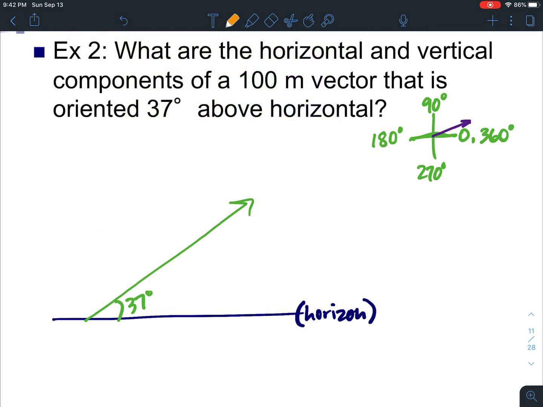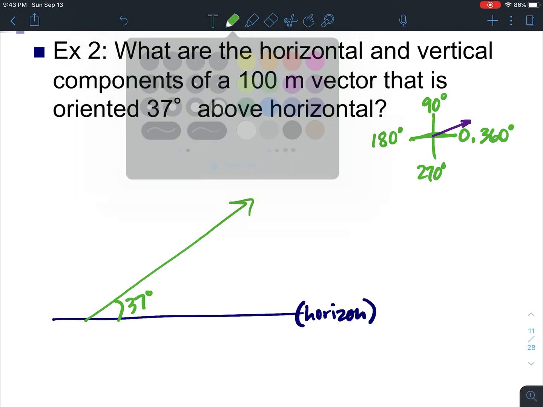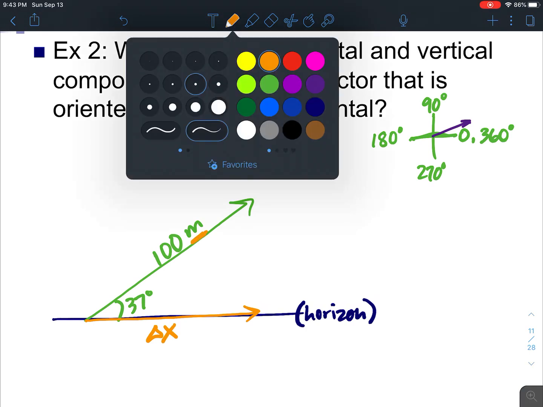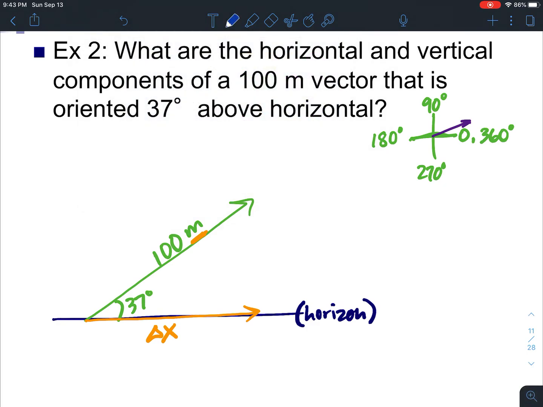Okay, next question says, what are the horizontal and vertical components of a 100 meter vector? So this vector is the 100 meter. It said it was oriented 37 degrees above horizontal. And then I want the horizontal component, which is going to be this one. I'm going to call it delta x because this is a displacement, because my original was a displacement. It was in meters. Okay, and then I also want the vertical components, and so that's going to be that side, and I'm going to call that delta y because this is also a displacement.